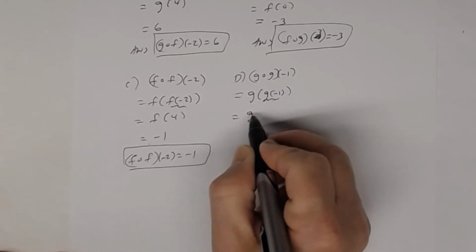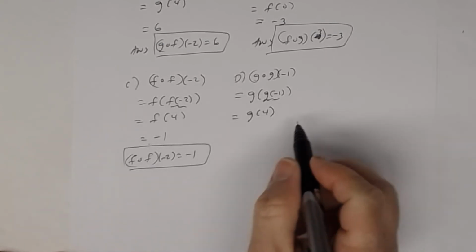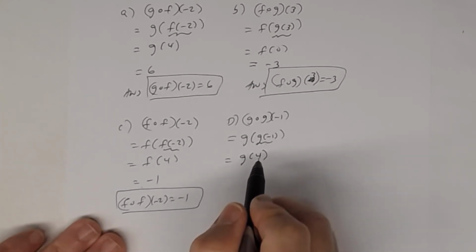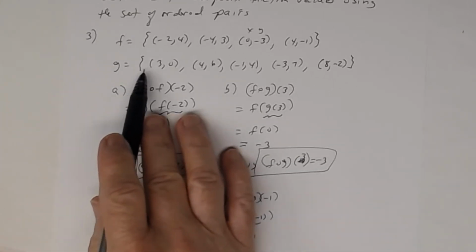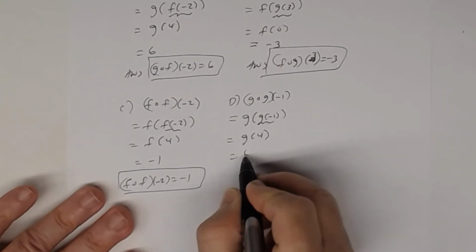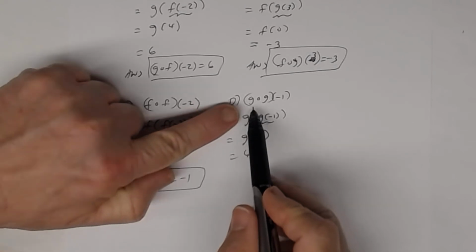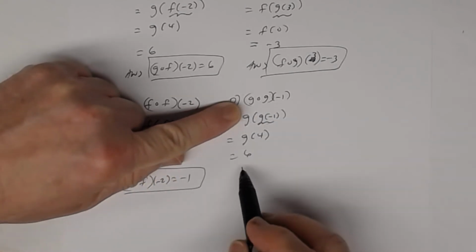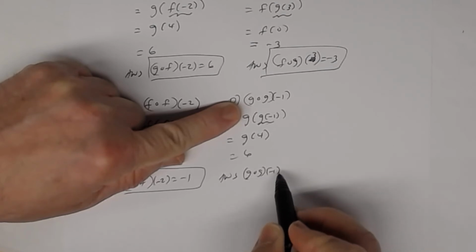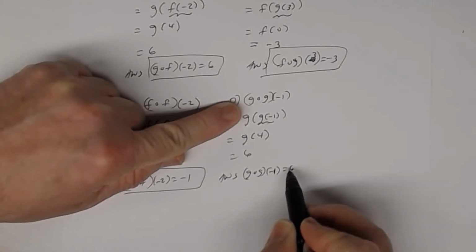So I'm going to find g of 4. g of 4 means I go to my function g, and what's the y value when x is 4? Here's g, here's where x is 4. My y value is 6. So the answer is 6. g composed with g at negative 1 equals 6.